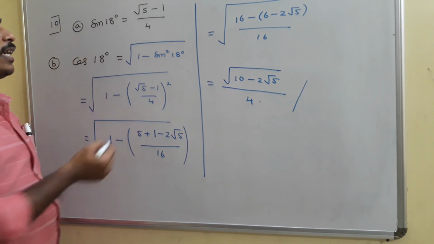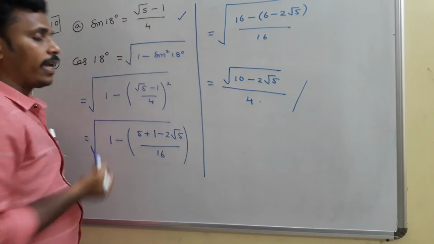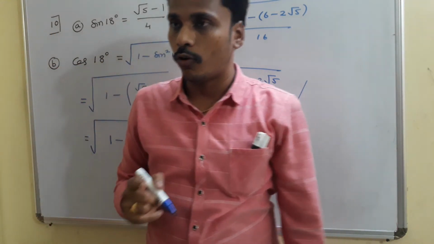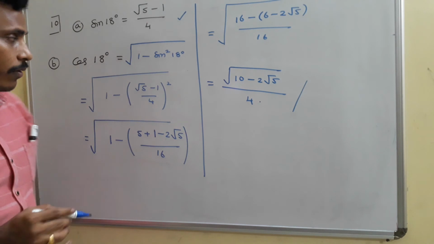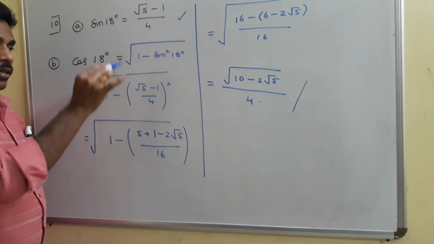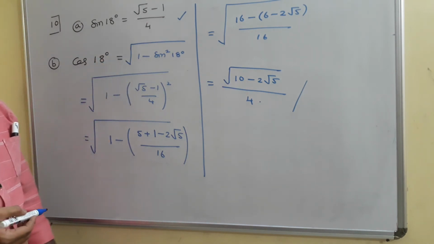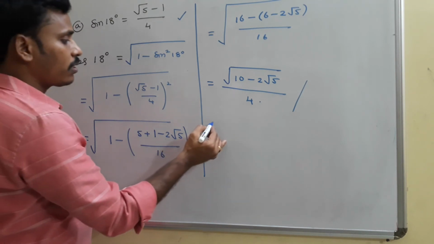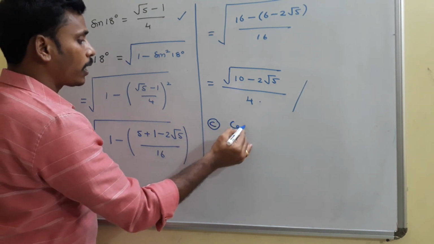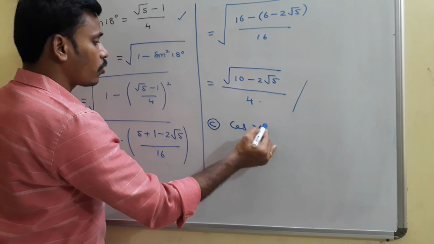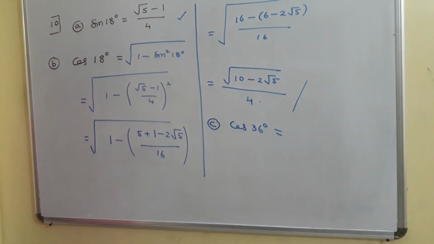Sin 18 degrees we derived in the last point, the ninth point, as root 5 minus 1 by 4. Now I derived the value of cos 18 degrees, which is the square root of 10 minus 2 root 5 by 4. Just have a look, and after this we have to find cos 36 degrees. You just observe it, and then we need to discuss cos 36 degrees.